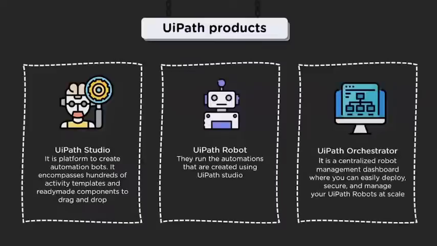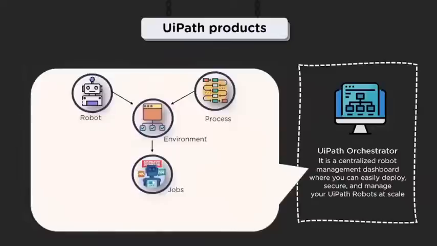Lastly, we have the UiPath orchestrator. The orchestrator is like a centralized entity where you can deploy, secure, and manage all your automation tasks. Here are the steps involved. First, you create a bot. Now you create a project and publish it as a process for further use. Once a process is created, it is assigned to a specific robot to execute in an environment. This collectively constitutes a job.